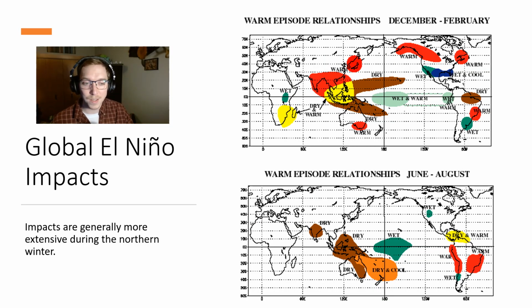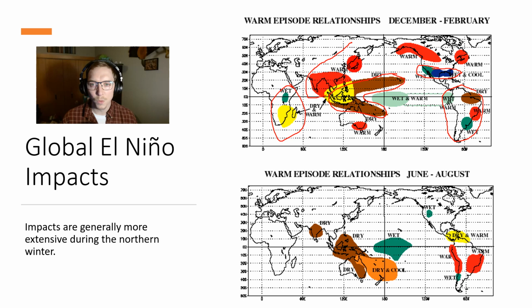Impacts are generally more extensive during the northern winter rather than the southern winter. So if we look at warm episode relationships from December to February, we see warmer air, wetter and cooler air in the south of the United States over here, drier air through much of Oceania. We see that here. Limited effects for the most part in South America and off the coast of Madagascar and in Africa. But a general warming also in the northern hemisphere again, in India, China, Japan areas.